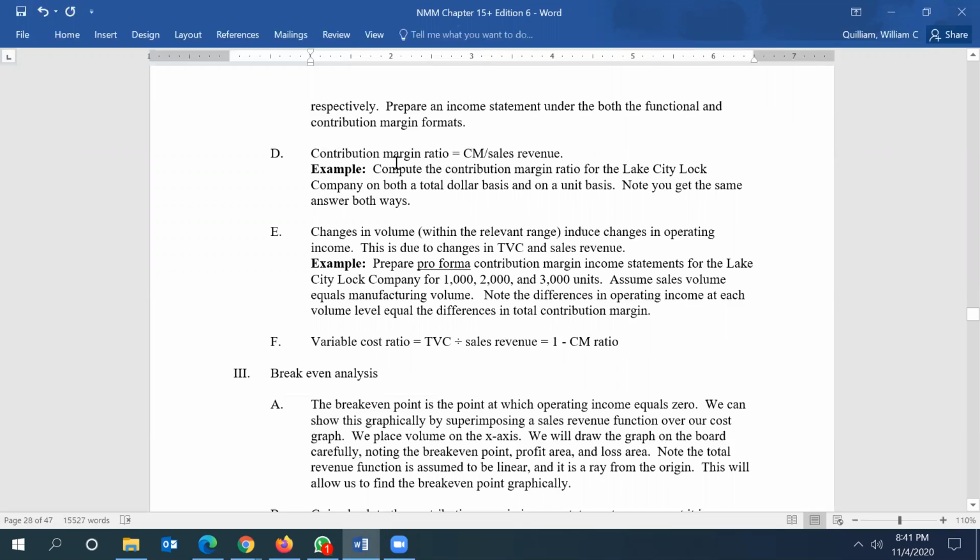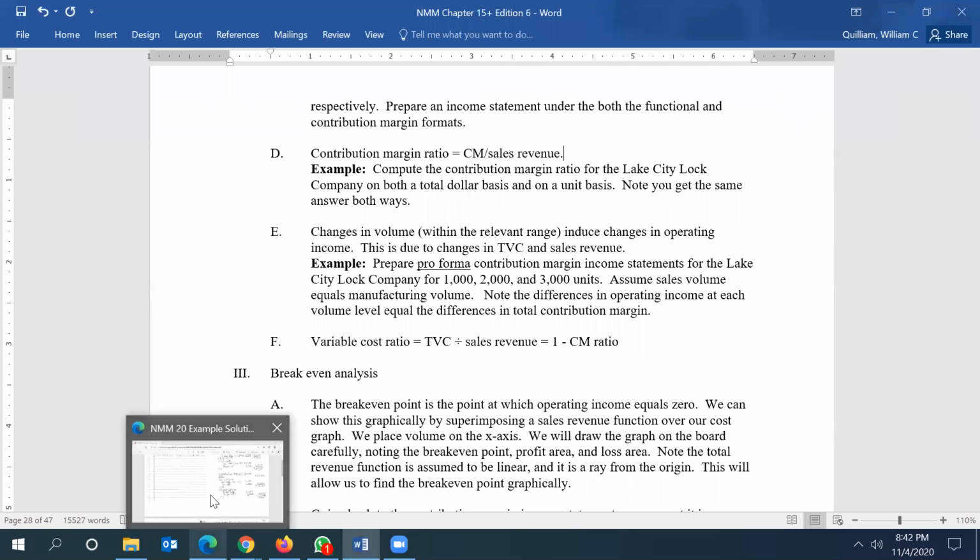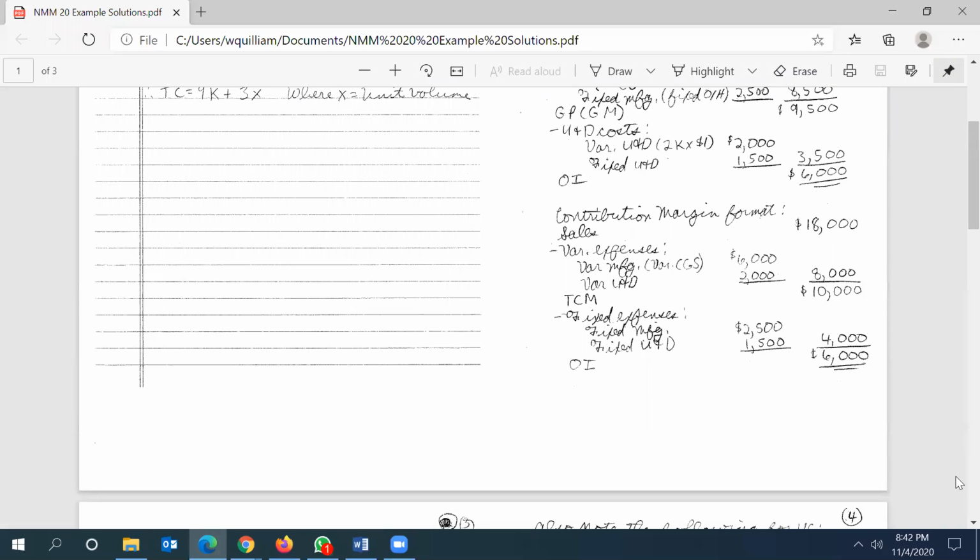Now, the next thing I have here is called the contribution margin ratio. It equals contribution margin divided by sales revenue. And we can compute the contribution margin ratio for the Lake City Log Company on both a total dollar basis and on a unit basis. And we're going to note that we get the same answer both ways. So with this, let me go back here to my handwritten example solutions.